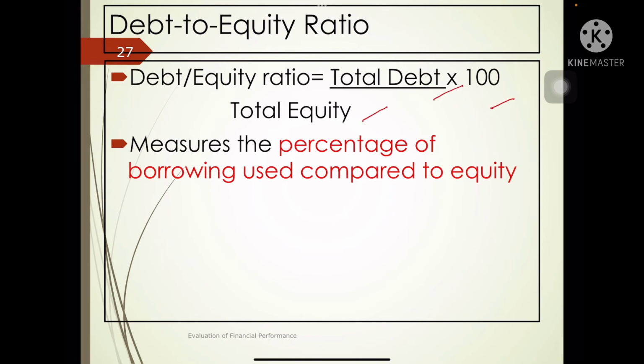Alright, so debt to equity ratio, we take the total debt, we divide by total equity times 100. So this one we measure the percentage of borrowing used compared to the equity.